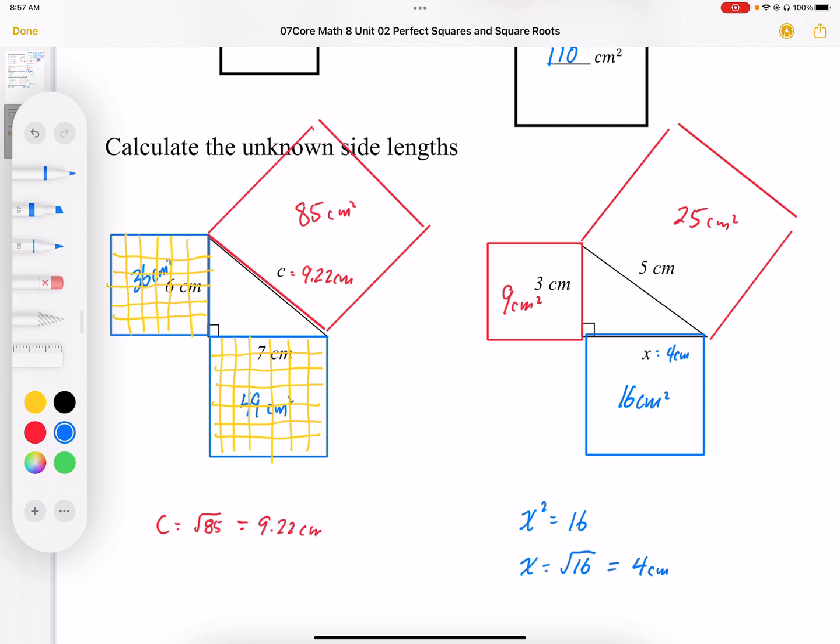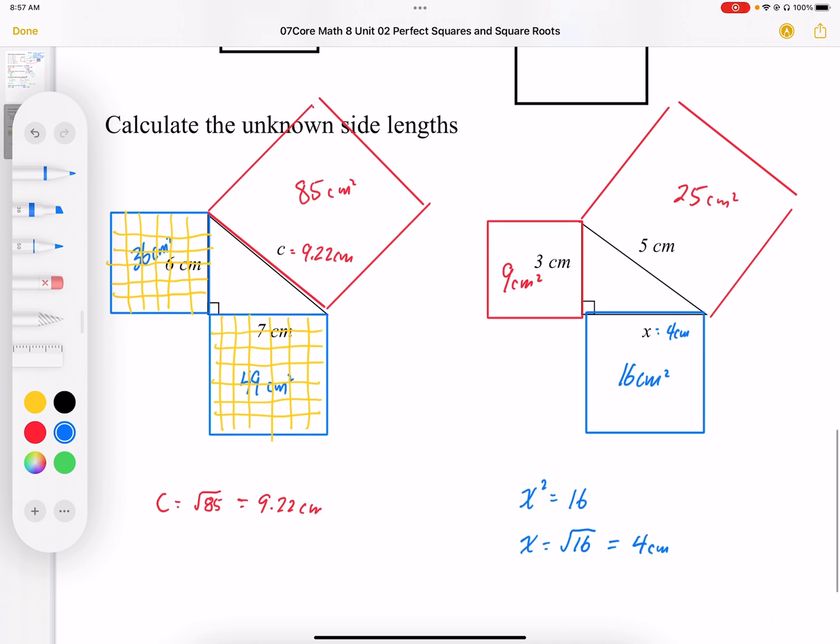And again, 3 plus 4 does not equal 5, so we never add a plus b. It's a squared plus b squared equals c squared. It's the areas that are related to each other.